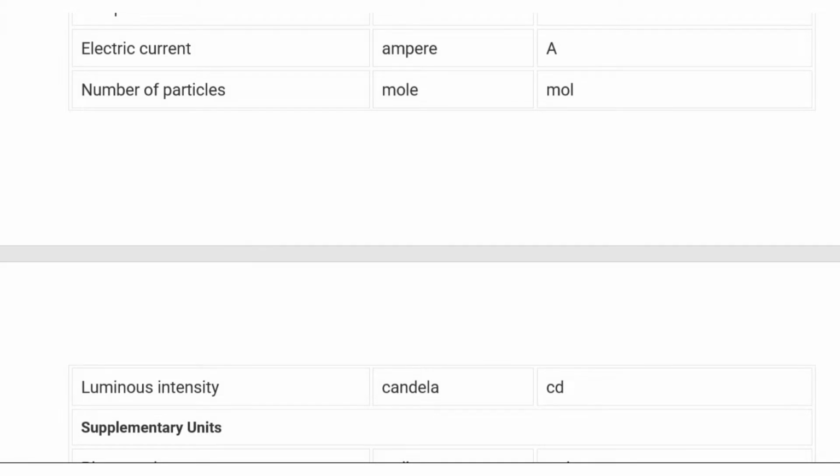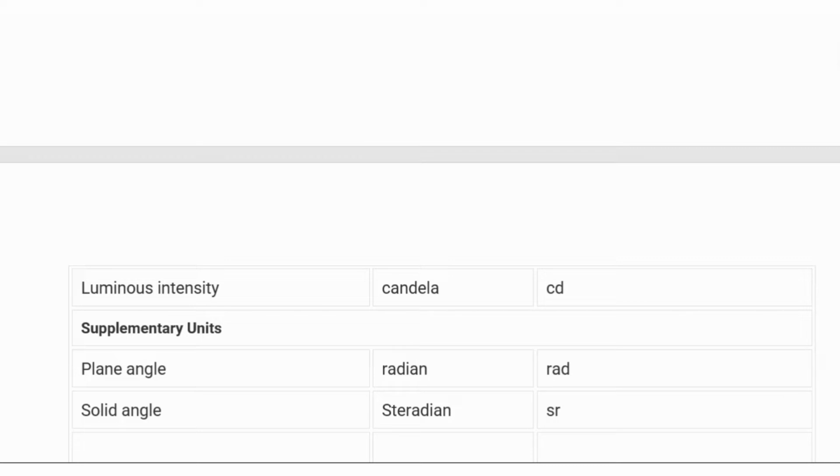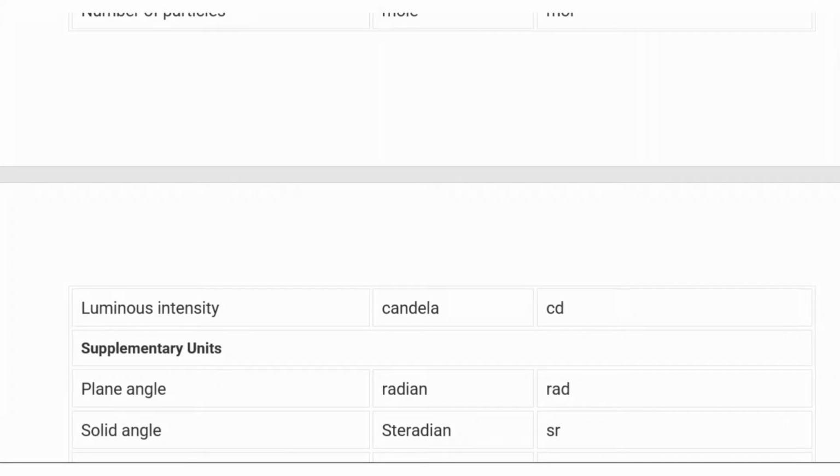Apart from these 7 fundamental quantities, we have 2 other quantities which are supplementary quantities. These two are the plane angle and the solid angle, and the units of these supplementary quantities are called the supplementary units, which is radian for plane angle and steradian for solid angle, rad and sr respectively.